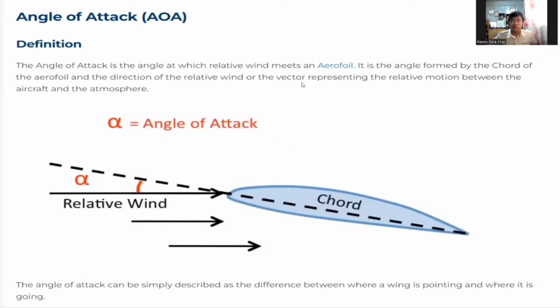Morning. What is angle of attack? The angle of attack is the angle at which relative wind hits an aerofoil. It is the angle formed by the chord of the aerofoil and the direction of the relative wind, or the vector representing the relative motion between the aircraft and the atmosphere. The angle of attack can be simply described as the difference between where a wing is pointing and where it is blowing.